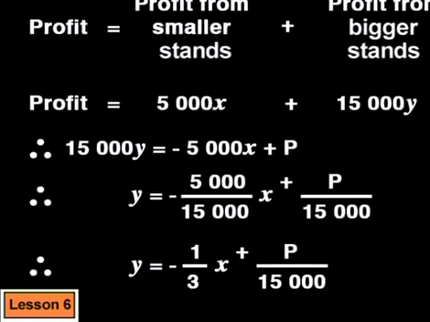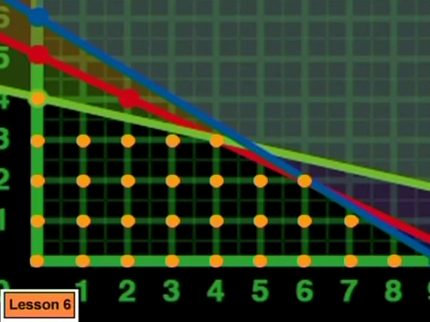So we can see that the graph has a gradient of negative 1/3 and it has a y-intercept of the profit P divided by 15,000. So now we can draw a line that passes through the feasible region and has a gradient of negative 1/3. We won't worry about its y-intercept so long as the gradient is right.